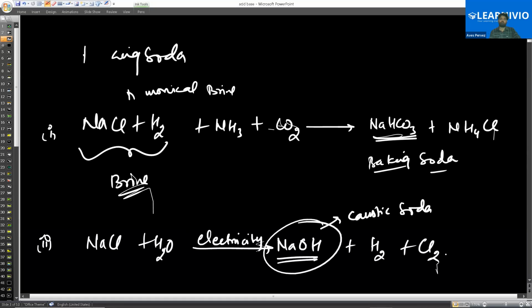Anode or cathode? Tell me, this is the basic question that is going to come in your examination. When we pass electricity through brine, on which electrode is this chlorine gas produced? Anode. Yes, Cl minus ions will go to the positively charged electrode, the anode. So this is at the anode and this one is at the cathode.